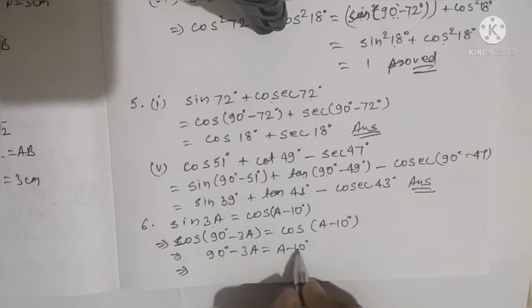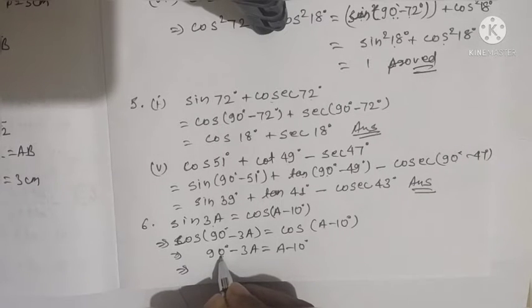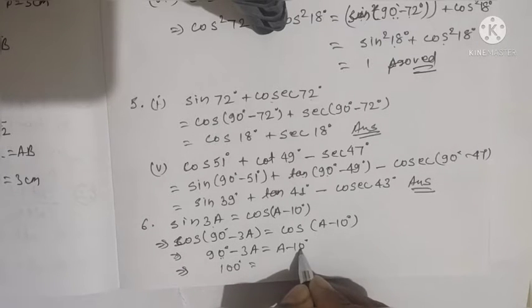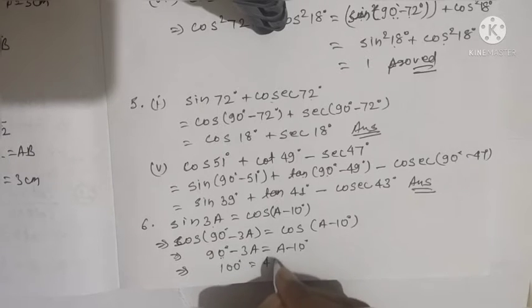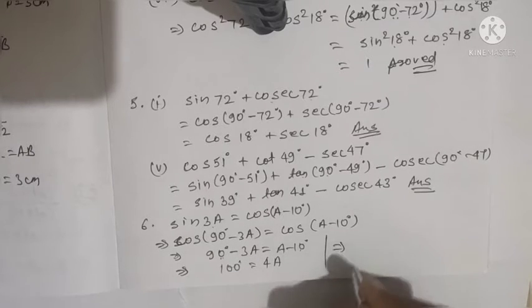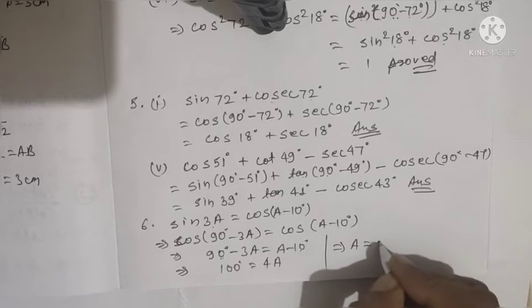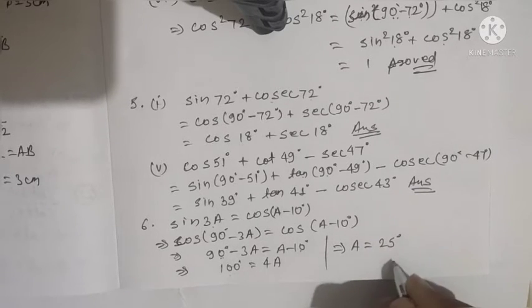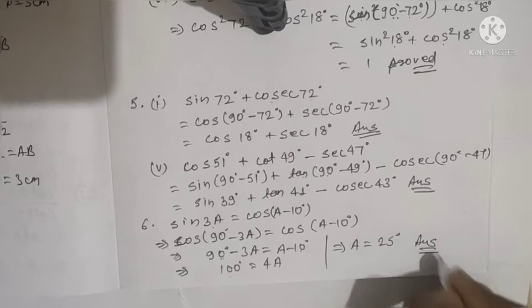That implies 90 minus 10, when we bring it here, it will be plus 10, 90 plus 10 becomes 100 degree is equal to minus 3a, when we take it to the right side it will be plus 3a, a plus 3a will be equal to 4a. Now that implies a should be equal to 25 degree because 100 divided by 4 is equal to 25 degree. This is your answer. Simple.